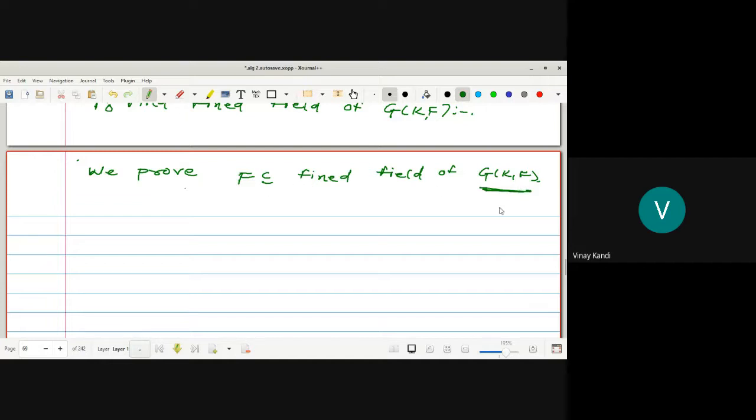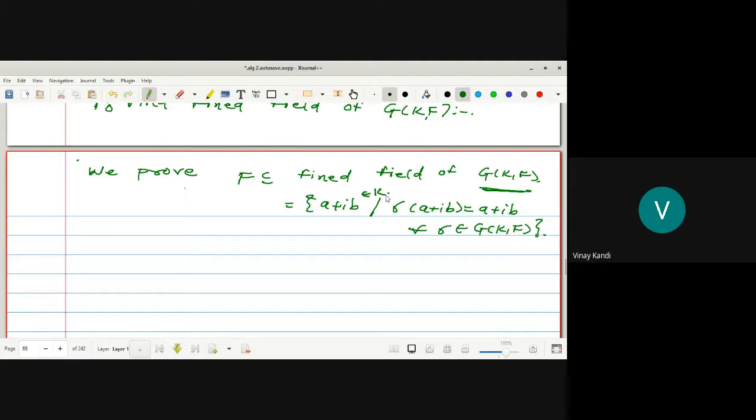What is the fixed field of GKF? It is the set of A plus IB such that sigma of A plus IB is equal to A plus IB for all sigma belonging to GKF. This is the definition of the fixed field of GKF. This is an element from K.